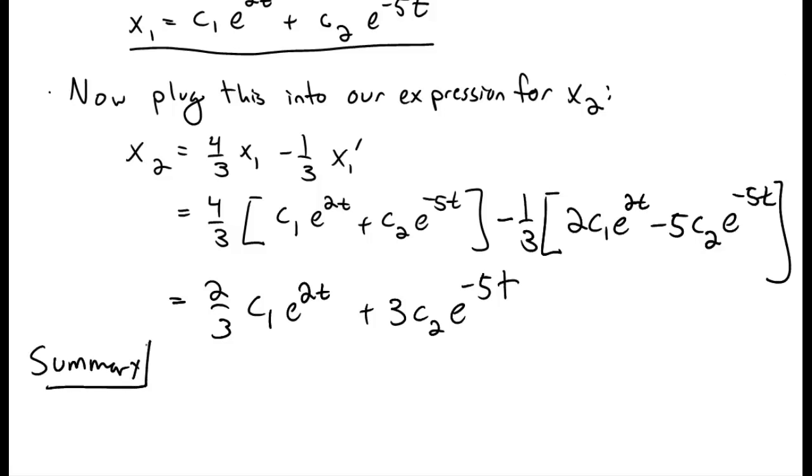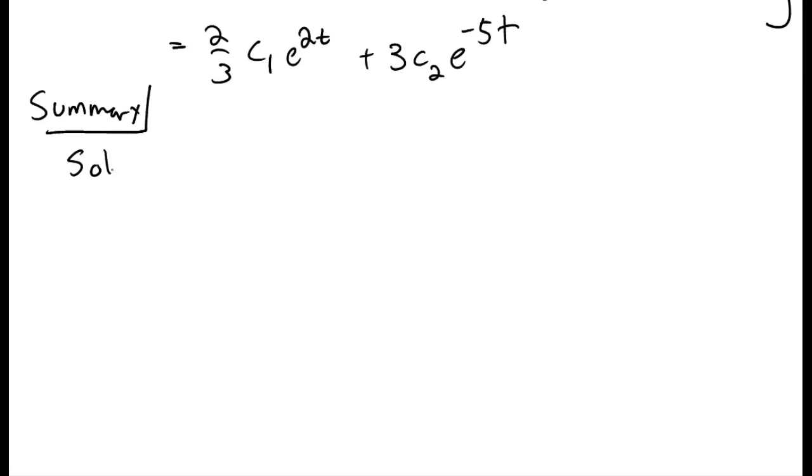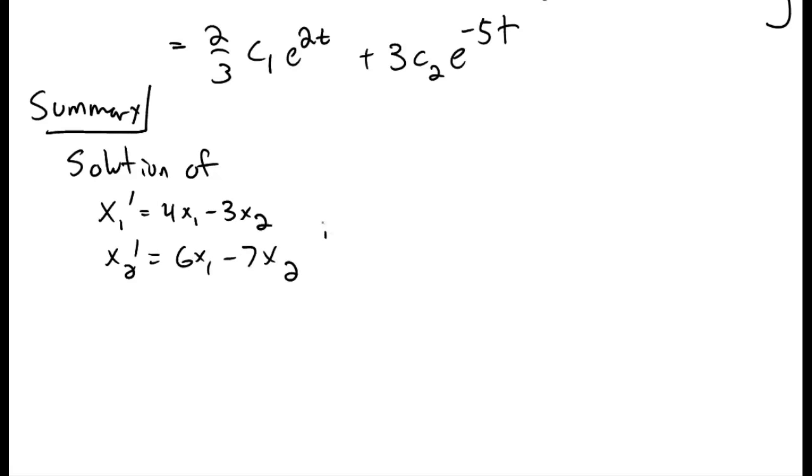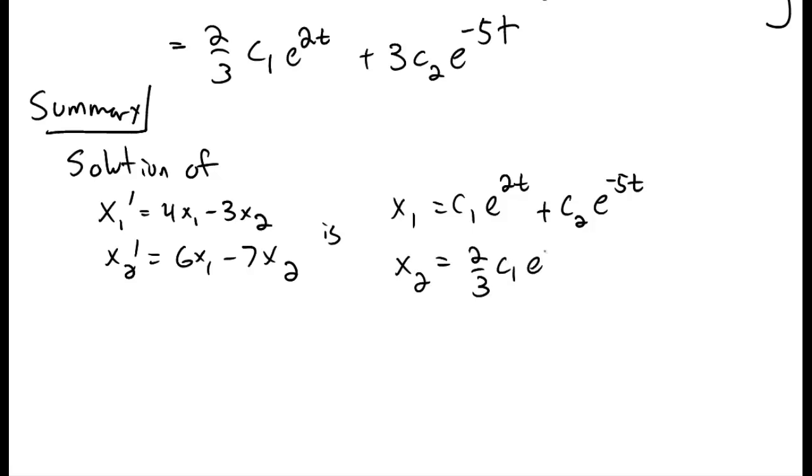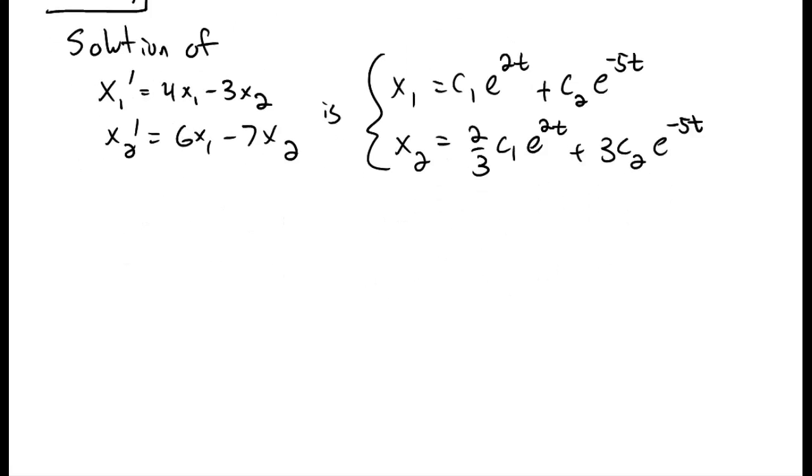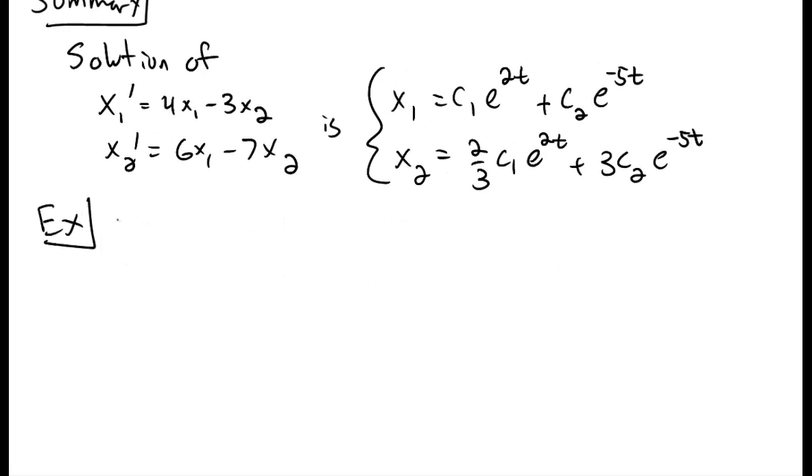So let's summarize. The solution of the coupled differential equations that we started with, x1 prime and x2 prime, is equal to these things. Previously we solved it using eigenvalues, but if we solve it by substituting in and solving for a second order differential equation, we get a solution which actually is equivalent to the previous solution that you would have gotten using eigenvalues. It just looks a little bit different.